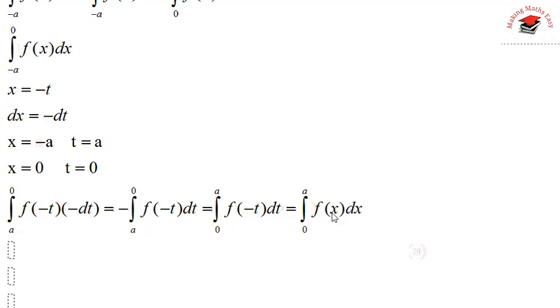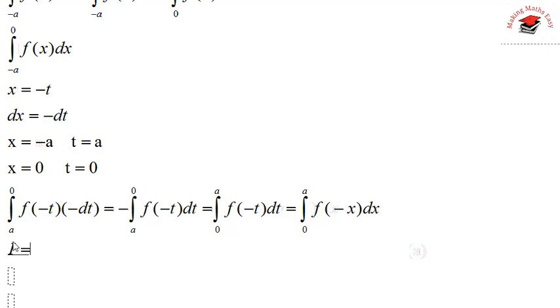Okay, it will be f of minus x, because it is with respect to t and with respect to x. We are not resubstituting the values. We are using the property of definite integral, that integration with respect to t is equal to integration with respect to x. So it will be f of minus x dx. Now we are going to prove it. This is equal to I1.